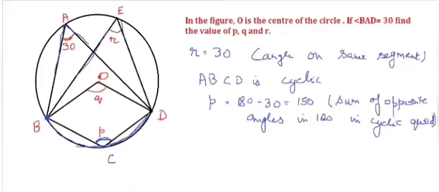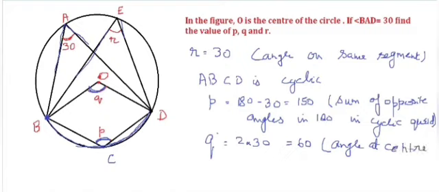Now we can find out Q also. Q is the angle at the center and 30 is the angle at the circle. So Q will be 2 times 30, that is 60, because angle at the center is double the angle at the circle of the same segment. Segment is same here.